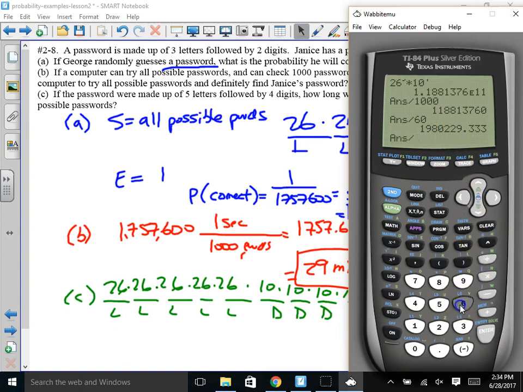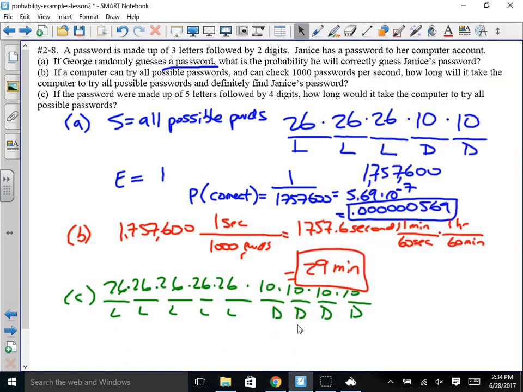If I divide it by 60 again, that's going to be the number of hours. Wow, so 33,000 hours. Okay, well there's 24 hours in a day, so if I divide by 24, there's 1,375 days, and there's 365 days in a year. So that same computer would take 3.8 years to find the password now. 3.8 years to find that password, where the shorter password could be found in only 29 minutes.